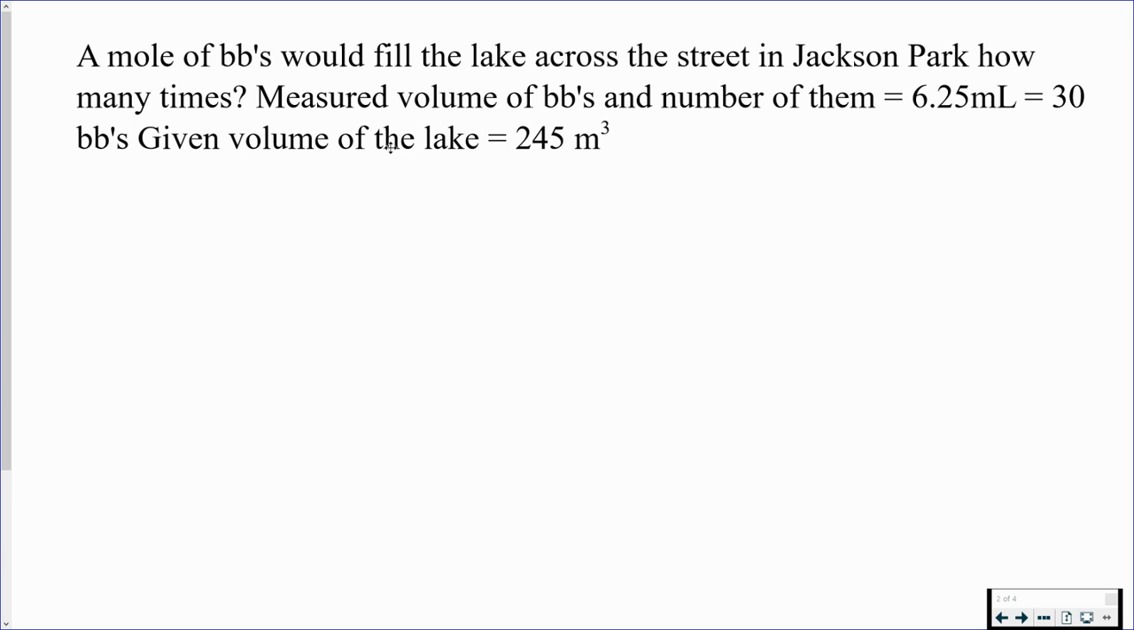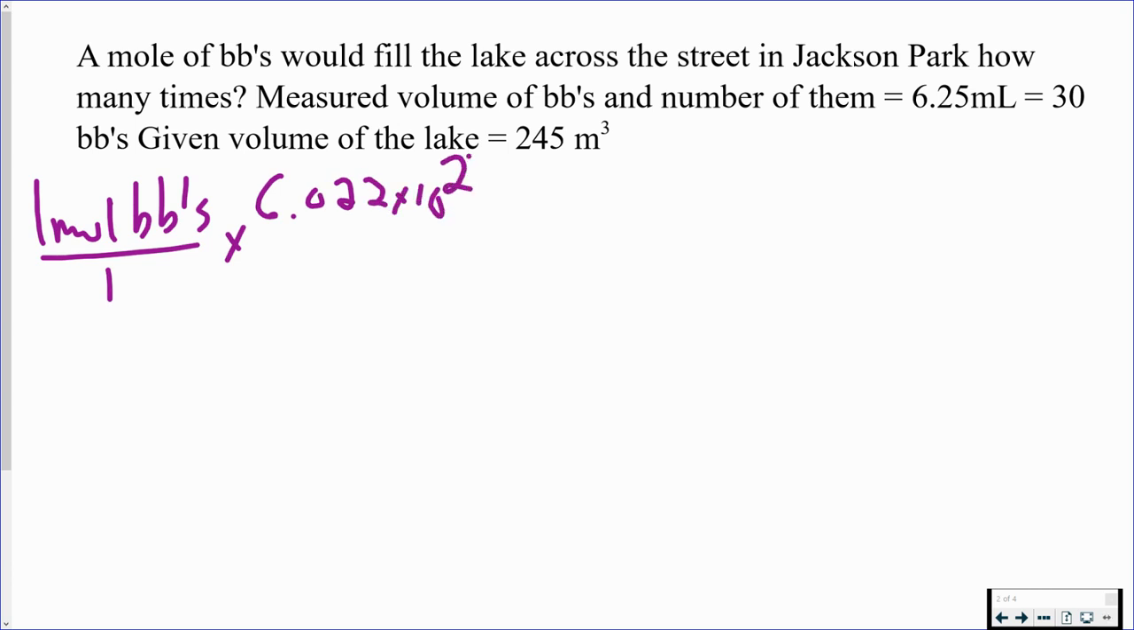So you have a mole of BBs, and we would like to fill the lake across the street in Jackson Park. The volume of the BBs we have is 6.25 milliliters per 35 BBs. And then the volume of the lake across the street is 245 meters cubed. So first thing, again, every single one, we're starting with 1 mole of BBs over 1 times, again, times Avogadro's number. So the first 2 steps should look the same just about for everyone.